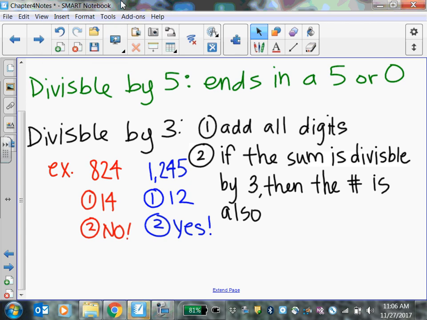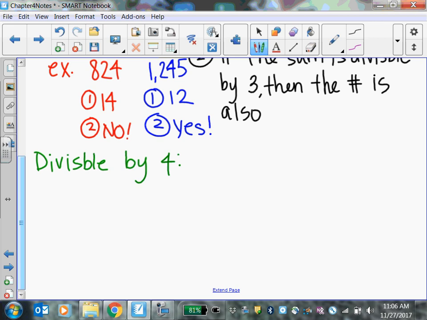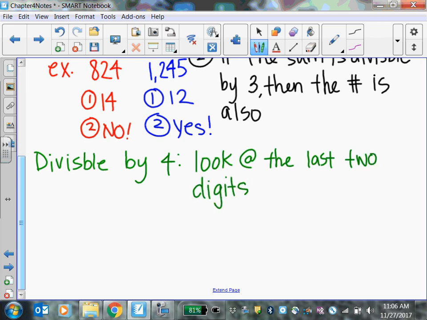We're going to move on to 4. 4 is not as confusing as 3. 4 is actually straightforward, super easy. You know something is divisible by 4 if the last 2 digits of the number are divisible by 4. So you just look at the last 2 digits. If they are divisible by 4, then the number is.